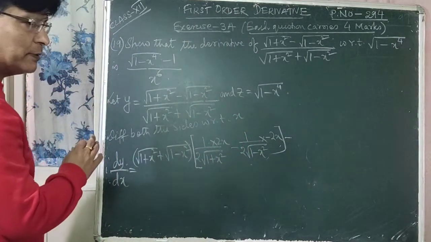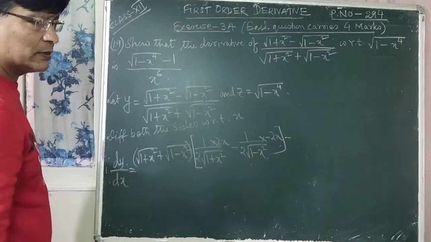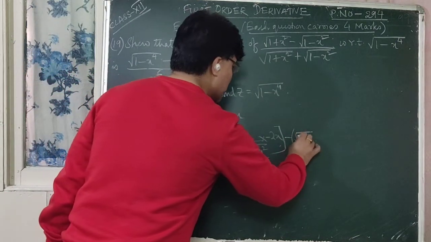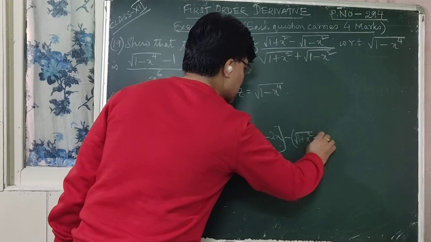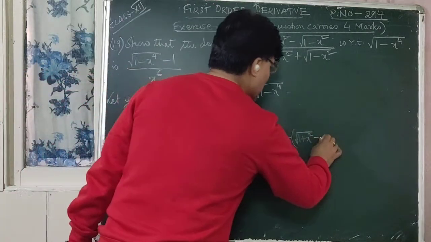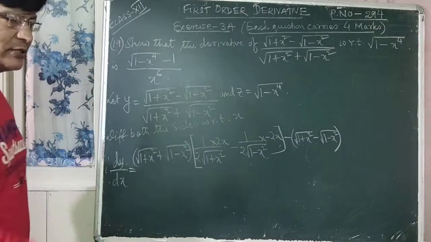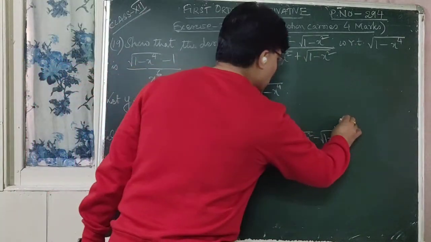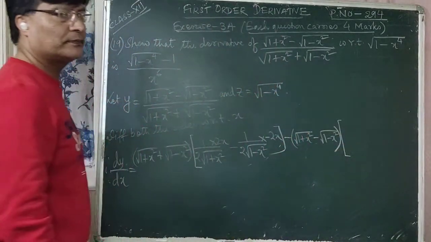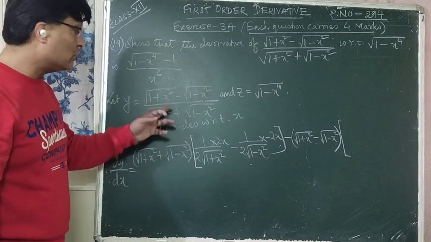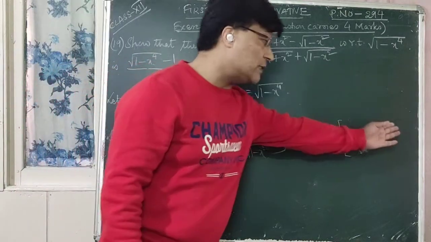Then minus sign is there. Now you have to keep the denominator as it is. That is root over, how much is it? 1 plus x square minus root over 1 minus x square. This numerator is kept same. So now here, again you have to differentiate the denominator and write it here.